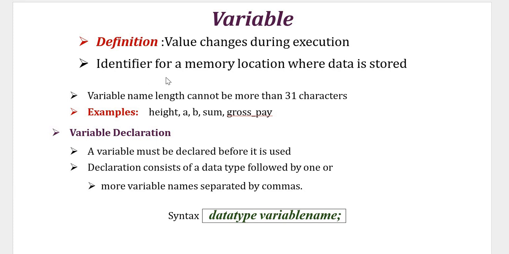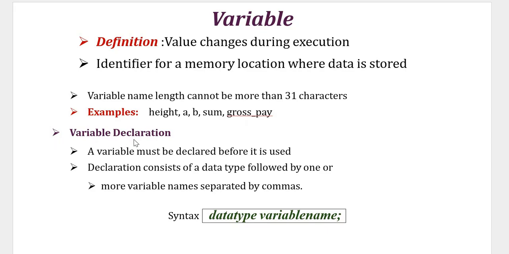So it's basically an identifier. An identifier is nothing but the name which we give for the memory location where data is stored. So that is your variable. A variable is a name or an identifier given for the memory location where data is stored. There are certain rules, like the variable name length cannot be more than 31 characters. Examples of variable names are height, a, b, sum. As you can see, all are in lower case. If you use uppercase, it means it's a constant, not a variable.